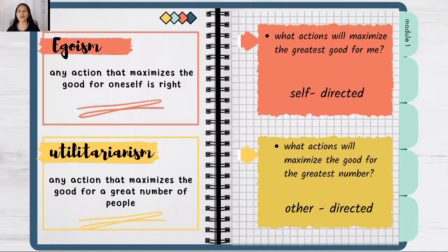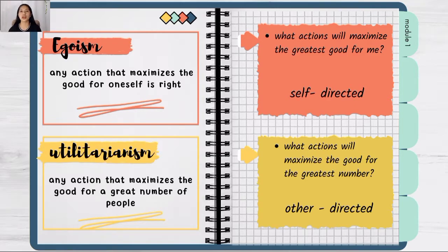Egoism and utilitarianism. Egoism is that any action that maximizes the good for oneself is right. And it asks the question, what actions will maximize the greatest good for me? And people who practice egoism will do things only for their self-interest. If you did something that benefits another person, yet you still expect that person to do the same good to you, then it makes you an egoist, because even though you did this for them, you still did it for your self-interest.